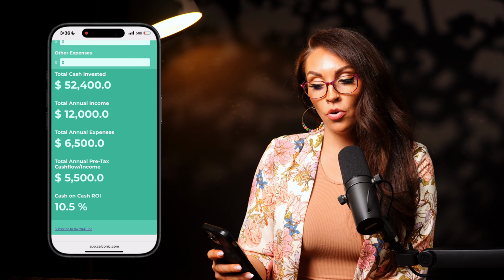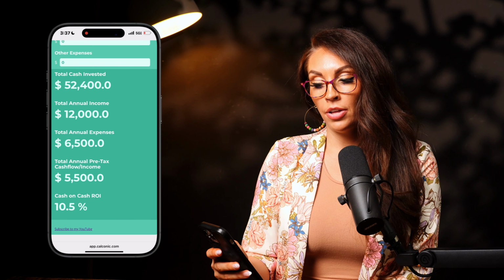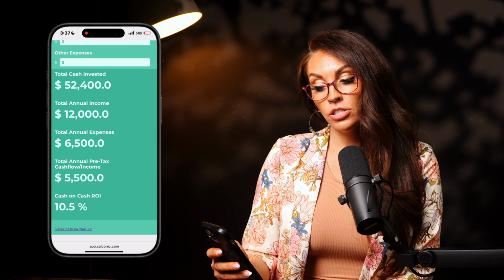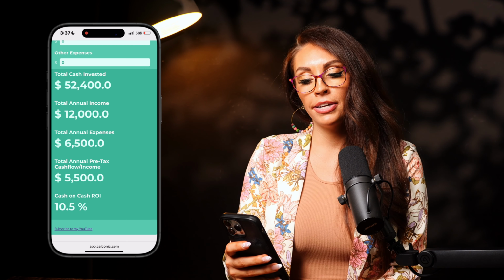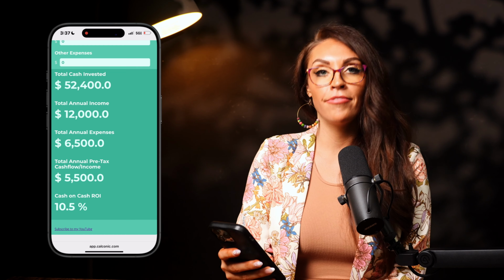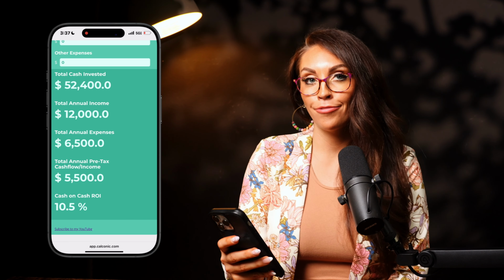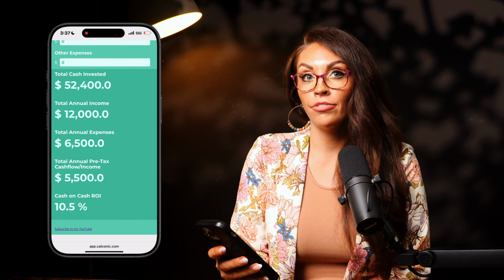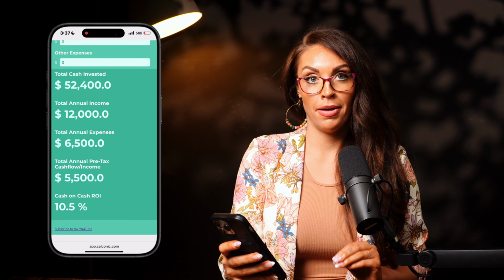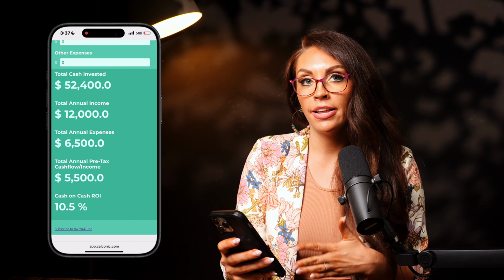So we have total cash invested is $52,400. The total annual income, $12,000. Total annual expenses is $6,500, and total annual pre-tax cash flow, $5,500. The cash-on-cash return is 10.5%. So that does fall above that 8 to 12% range, which is our minimum. So this is hovering right around that minimum to show us that it is a good investment.